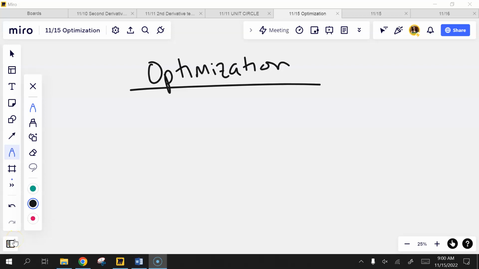Any ideas what that might mean? Optimization. Finding optimal amounts. Essentially what we're doing is maximizing and minimizing functions. Finding maximums and minimums, which is what we've been doing, right? We've been doing first and second derivative tests to find maxes, mins, points of inflection, all that good stuff. So we're going to use that same kind of strategy, but here's the hard part.